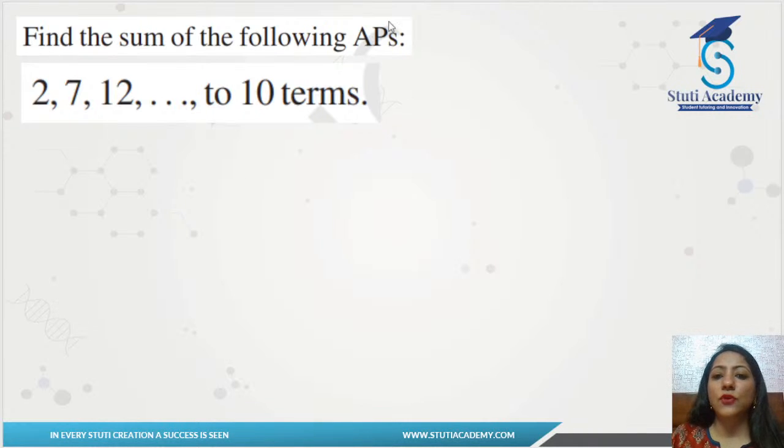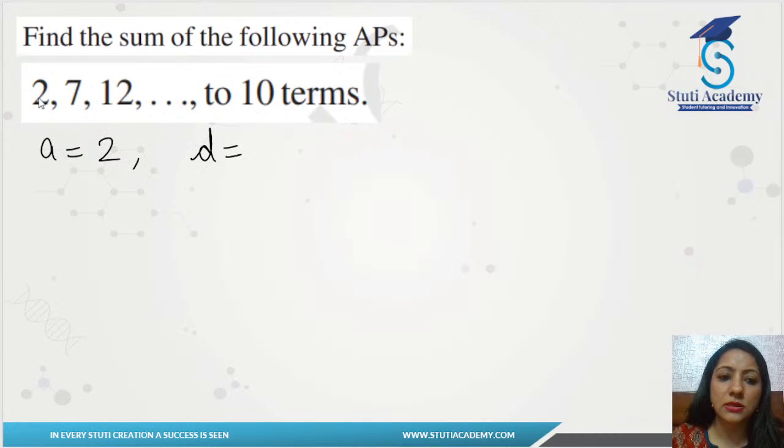Find the sum of the following APs. We have the AP here 2, 7, 12 and so on, up till 10 terms. So we have to find the sum of the first 10 terms of the AP. Whenever you get an AP, something very important: quickly write down the first term and the common difference. The first term here is 2 and the common difference is 5. The difference of 7 and 2 is 5. Also, we know that the numbers are increasing, so the common difference would be 5.